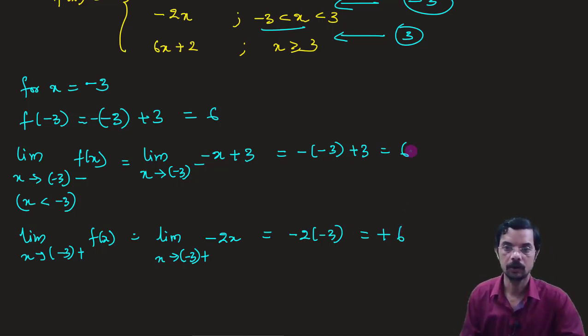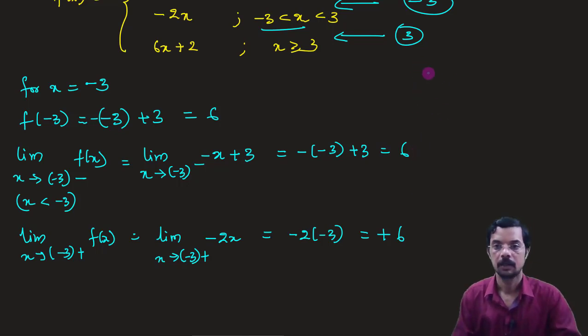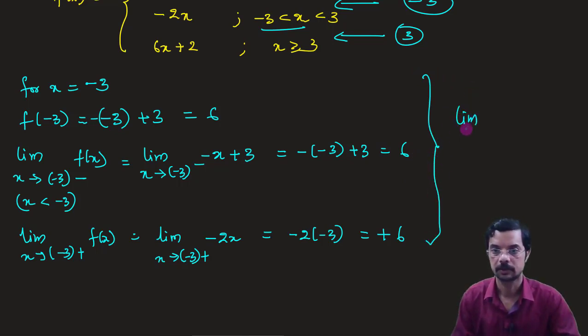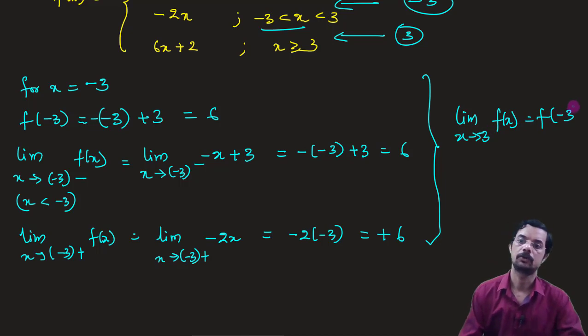So here all the points are same. So here clearly from these 3 points, from these 3 levels, we can say that limit x tends to minus 3, f of x is equal to f of minus 3.